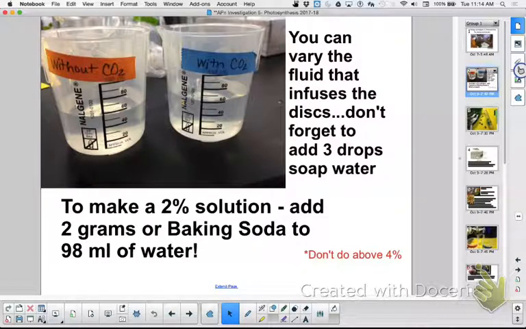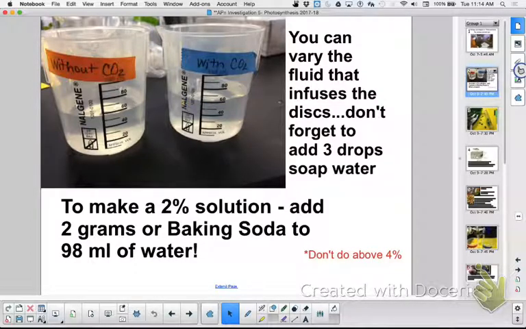But our independent variable will be the concentration of the CO2, either no CO2 or we're going to make a 2% solution. To do this simply, we're not going to use molarity, if I wanted 2%, it's 98 mils of water and 2 grams of baking soda. So what do you have at your lab station in order to do that?